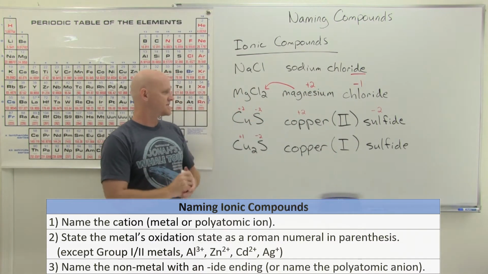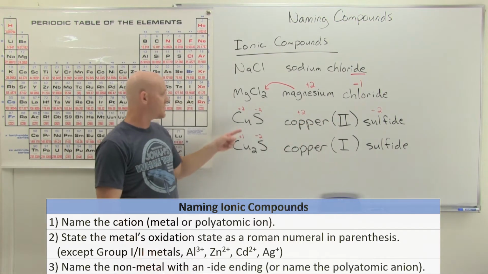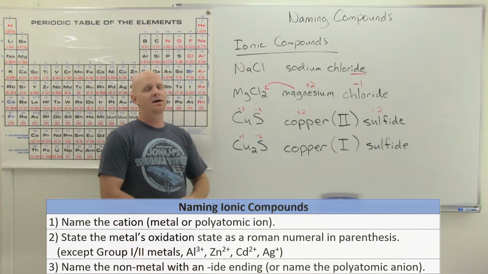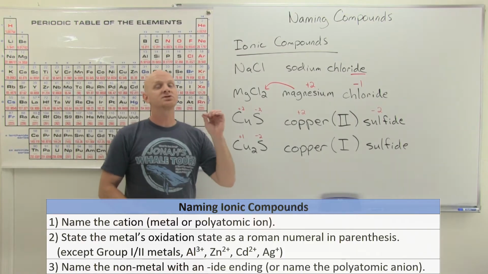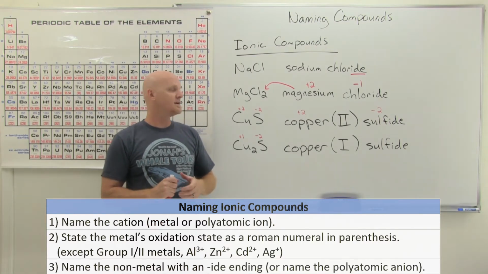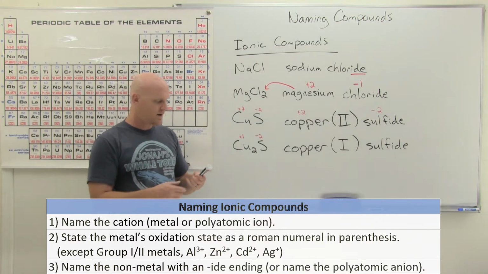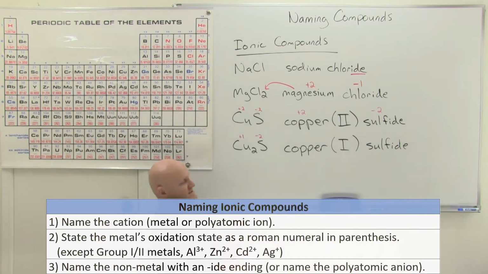And so we've got to be careful here, because notice the 1 and the 2 don't refer to how many copper ions are in the formula. It refers to the charge on each copper ion in the formula instead. All right, let's do a couple more here. Get a couple other examples.